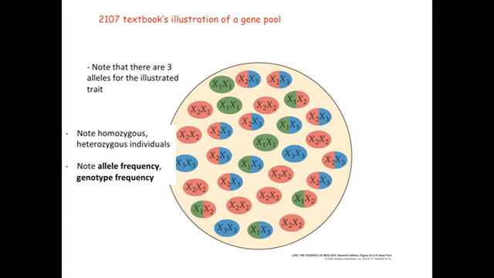And this is an illustration that I actually think is pretty good. It's pretty basic, but it's helpful. It comes from our Biology 2107 textbook. And what you'll see here, there are three genes, X1, X2, and X3. Actually, I take it back. There are three alleles for a single gene, X1 and X2 and X3.